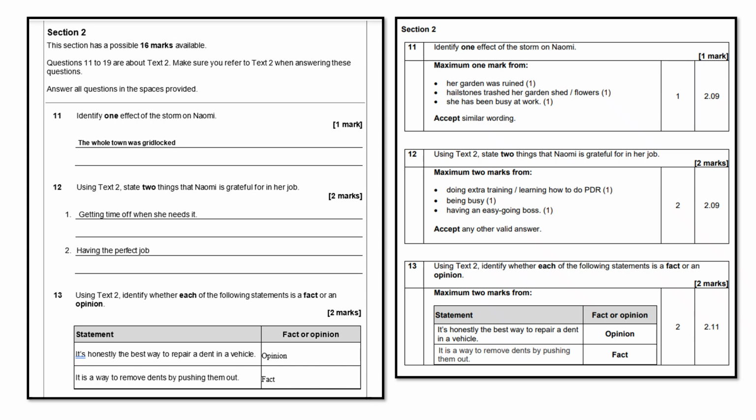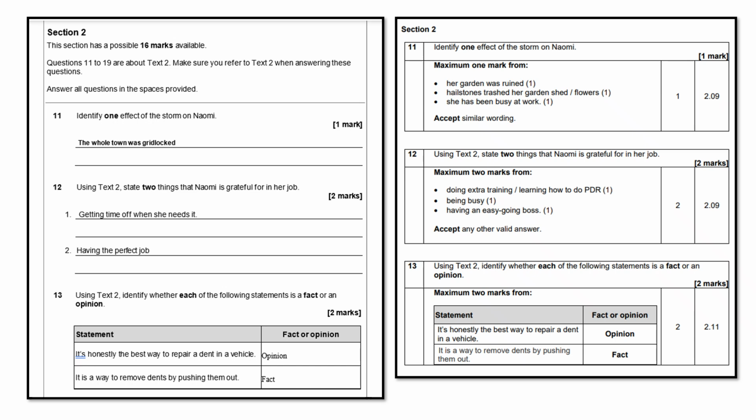In question 12, the learner must state 2 things that Naomi is grateful for in her job. She says getting time off when she needs it, having the perfect job. This would get 1 mark for the time off comment, but having the perfect job does not fulfil the requirements of things Naomi is grateful for in her job. It's not sufficiently specific. Also some general advice, examiners will only mark the first 2 examples given. So the learner should ensure that the answer contains only 2 parts.